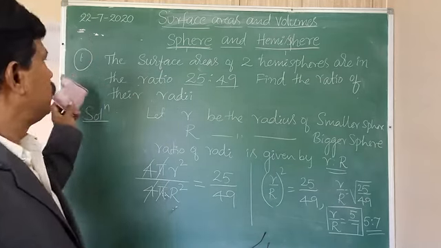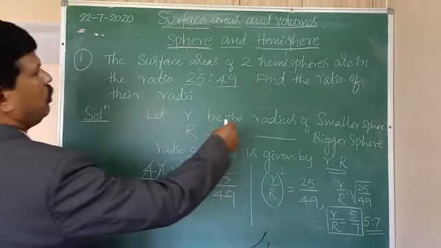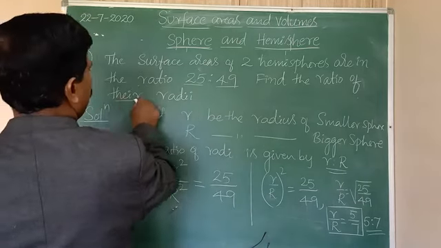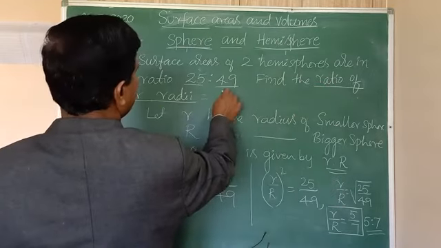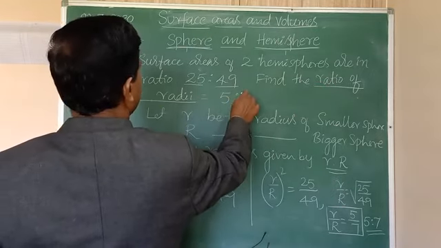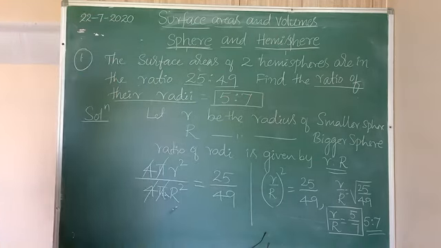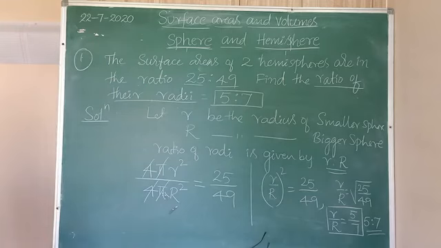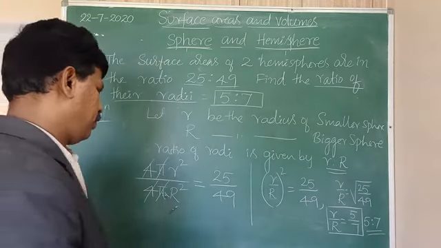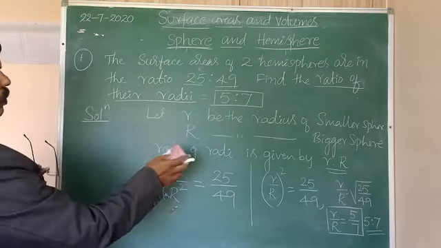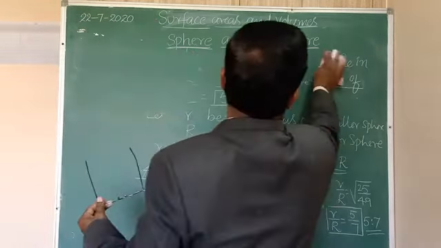Clear? This is what the surface area of two hemispheres gives. Therefore, the ratio of their radii is 5 is to 7. Clear? Now, the second problem.